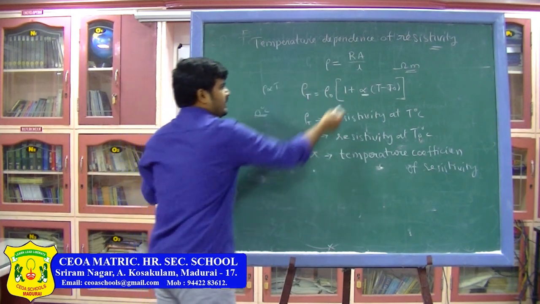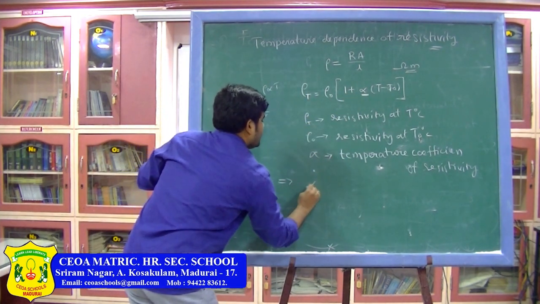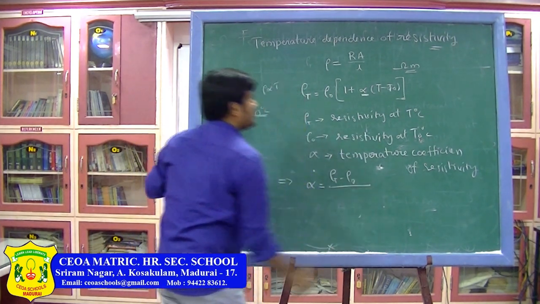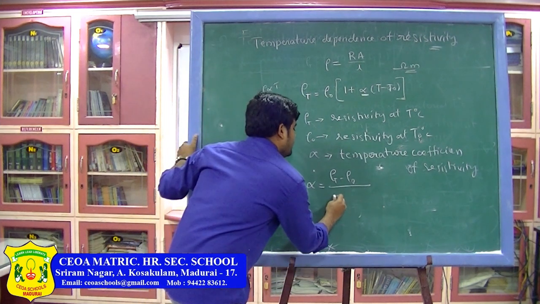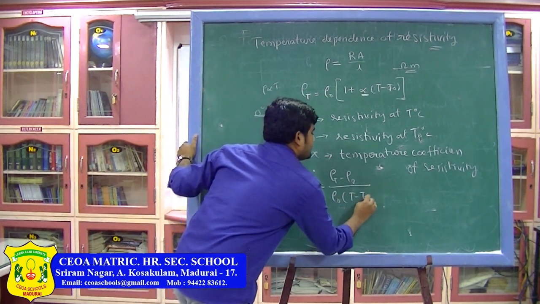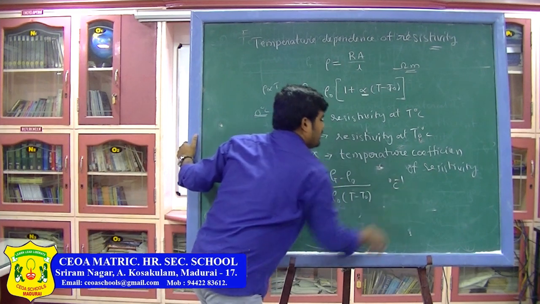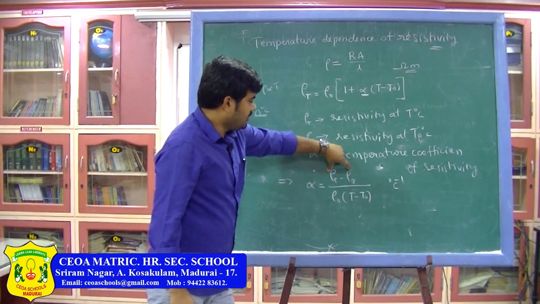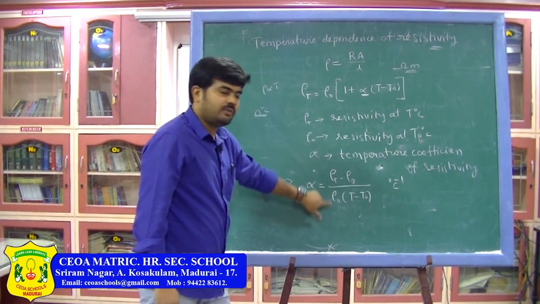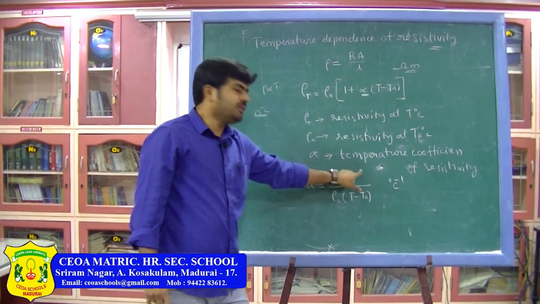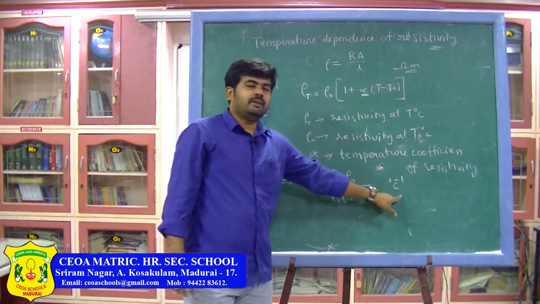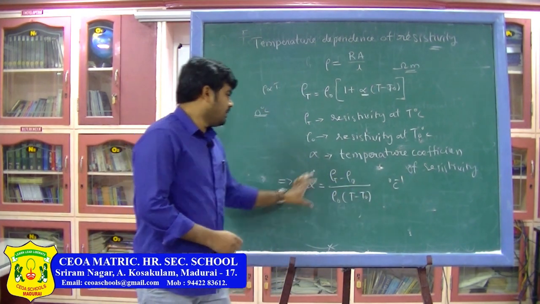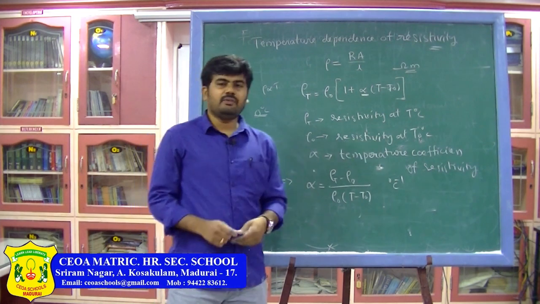Now if you simplify that equation for alpha, it will be alpha is equal to rho T minus rho naught, which is nothing but a change in resistivity divided by rho naught into T minus T naught. So remember the units for this will be per degree Celsius or per degree Kelvin. Because rho T is resistivity and rho naught is resistivity, the units will get cancelled. So it will have the units of 1 by units of temperature, that is per degree Celsius or per degree Kelvin. Now let us define the alpha term, that is temperature coefficient of resistivity.